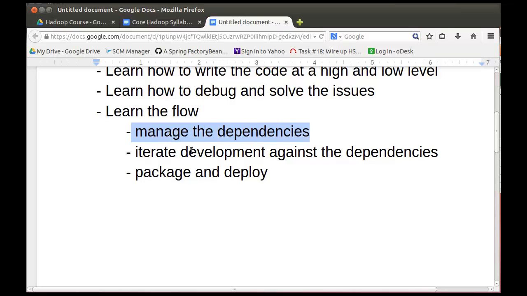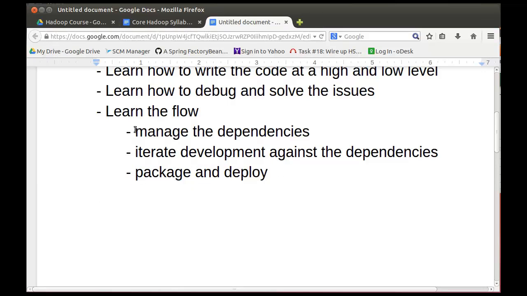There will be resources that code needs to run. So we need to manage those dependencies, get the dependencies in the right place and the right version of those dependencies. And once we have a dependency management system in place, then we iterate development against that dependency. So we need to follow good programming, good coding practice, iterative design, rapid application development. So we iterate our development against a managed set of dependencies. And finally, we need to package and deploy our final application to run it on a Hadoop cluster.